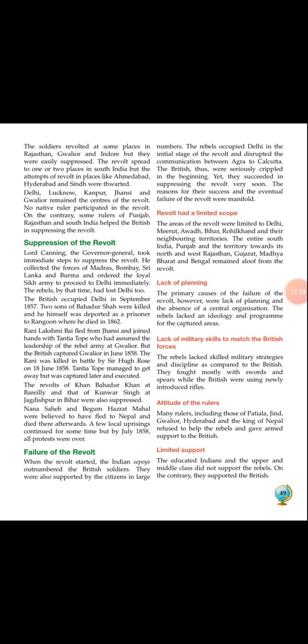Now, failure of the revolt. What are the reasons for the failure of the revolt of 1857? When the revolt started, the Indian sepoys outnumbered the British soldiers. They were also supported by the citizens in large numbers. The rebels occupied Delhi in the initial stage of the revolt and disrupted the communication between Agra and Calcutta. The British were thus seriously crippled in the beginning, yet they succeeded in suppressing the revolt very soon.